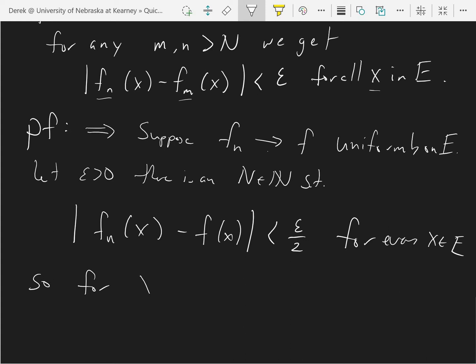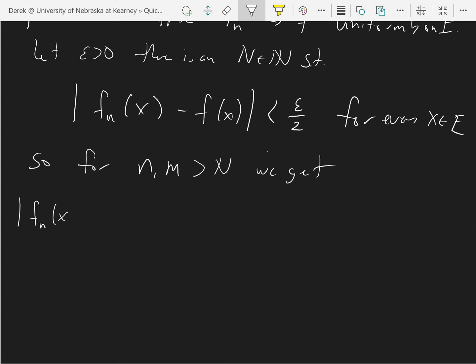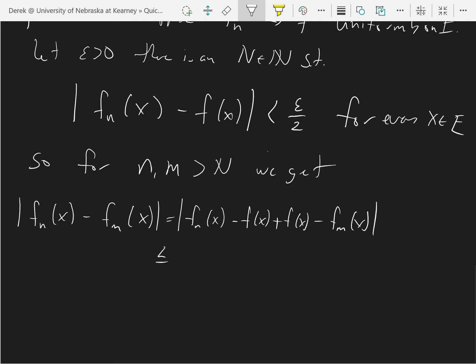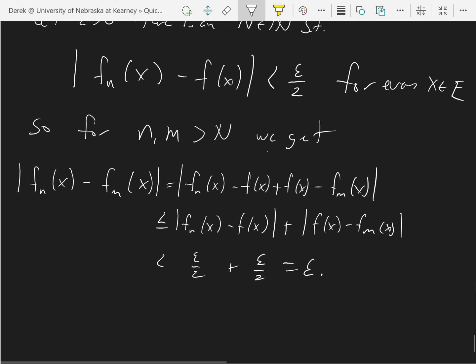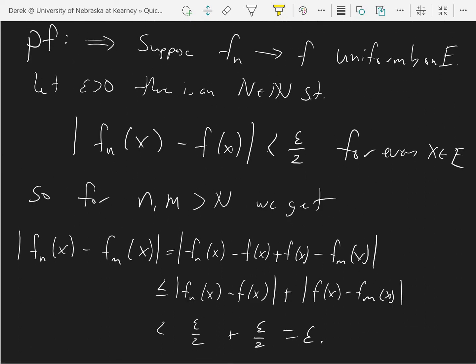So for n and m bigger than this N, we get the absolute value of f_n at x minus f_m at x is equal to f_n at x minus f at x plus f at x minus f_m at x, which is less than or equal to, by the triangle inequality on just real numbers, |f_n(x) - f(x)| + |f(x) - f_m(x)|, which is less than epsilon over 2 plus epsilon over 2 equal to epsilon. Okay, so if I have uniform convergence, the Cauchy criterion holds.